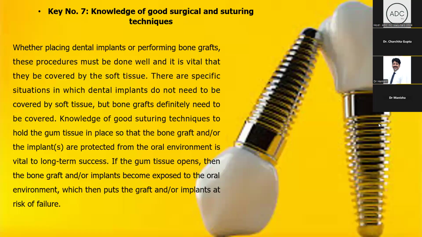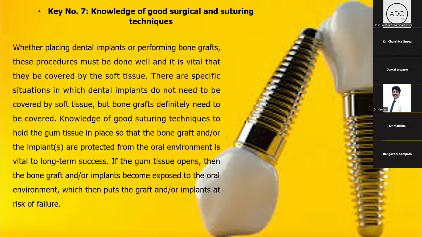If we do not have sufficient mucosa or gingiva to suture, we have to give a relieving incision so that we can pull the two ends of the flap closer, and then suture it.